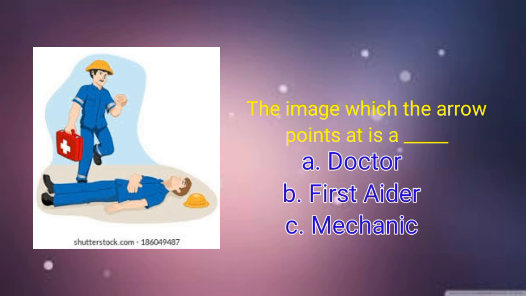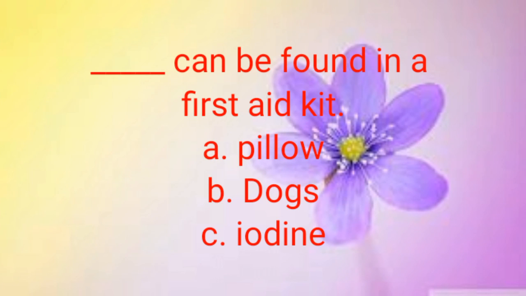Now the second one says dash can be found in a first aid kit. A, pillow. B, dogs. And C, iodine. What do you think is the answer? Okay, the answer is C, iodine. Iodine can be found in the first aid kit.